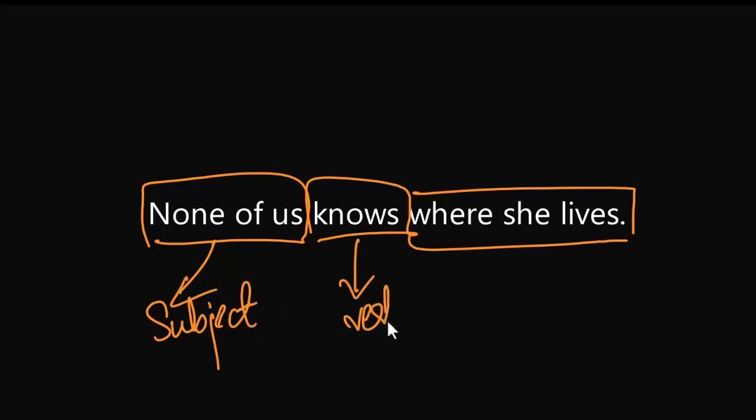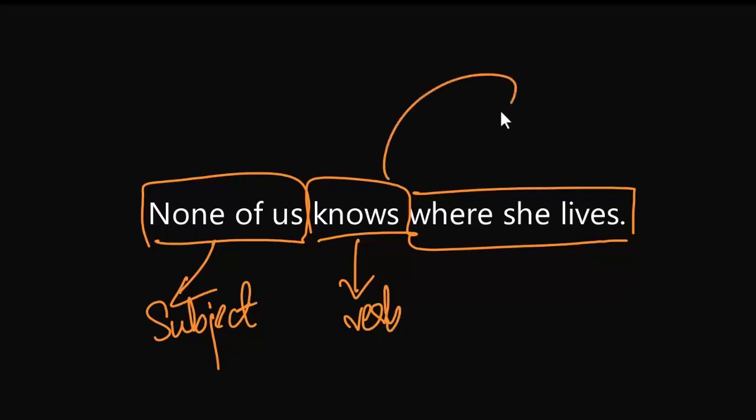None of us knows where she lives. None of us is the subject of this sentence. Knows is the verb. Knows what? Knows this, where she lives. So this is again a complex sentence. How? So guys, this is going to be a little tricky, but I'll make it easy for you to understand. So none of us is my subject, right? Doer of the action. Subject. Knows is my verb. Stative verb.